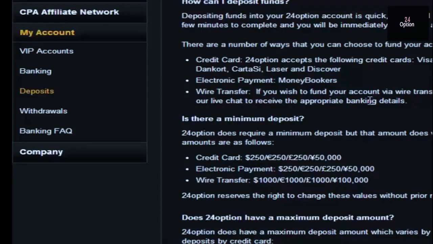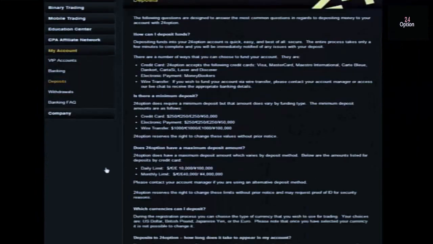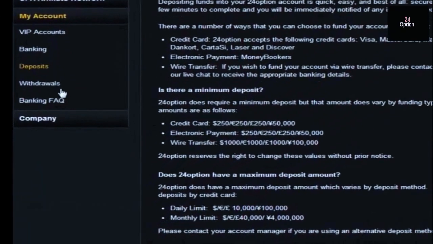The minimum to open with a credit card is $250 for both, and it's similar for electronic payments. They have a minimum of $1,000 for wire transfer for deposits on their particular platform, and then a number of different underlying rules that should be taken a look at prior to making a deposit.